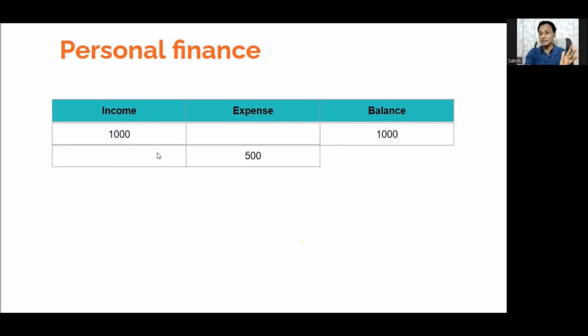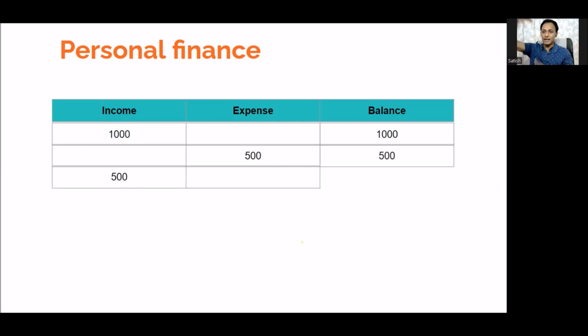How did you get that? Sir, subtraction. We studied it. Yeah. So you have 1,000. From 1,000 you subtract 500. So you get 500. Very simple thing, right? Agreed?